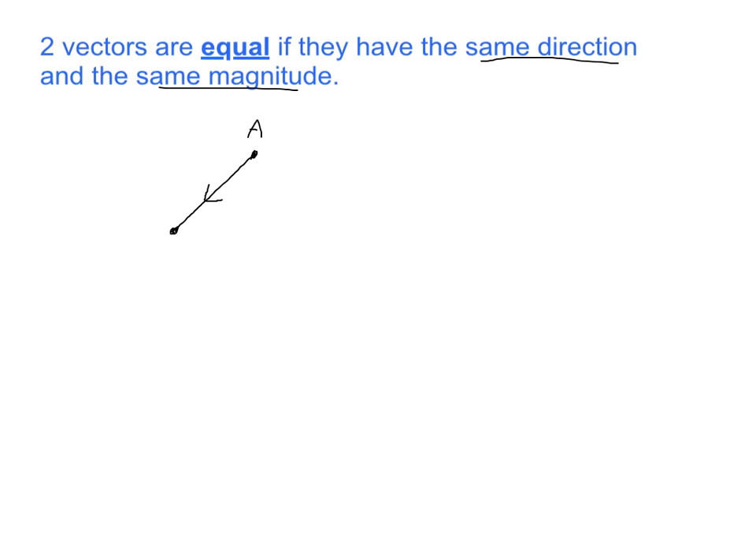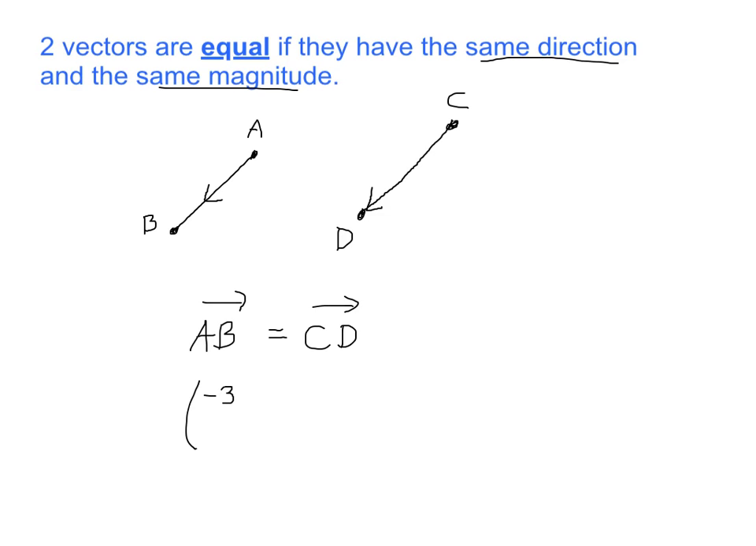So maybe this is vector AB, and I'll draw another one, which, bear with me here, let's pretend is the same exact length, same exact direction. This one I'll put the arrow at the end, and let's call this one CD. So we can say that vector AB is equal to vector CD. Again, let's suppose that we were told that AB has components. If we are going to the left and then down, the x component would need to be negative, so maybe that's -3, and the y component would also need to be negative. So let's suppose that is -5.